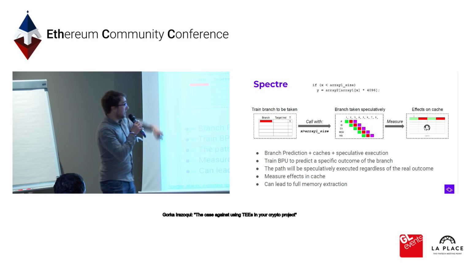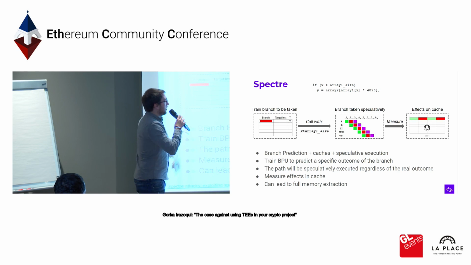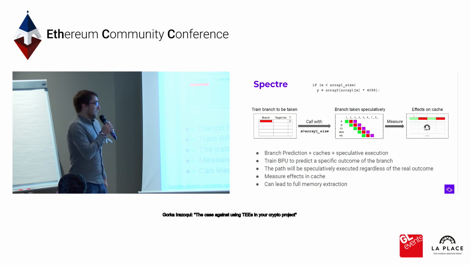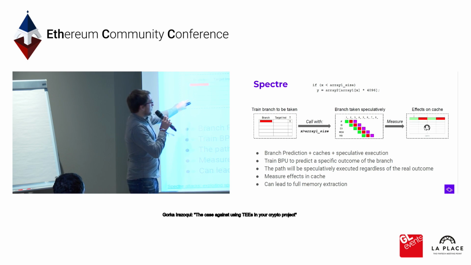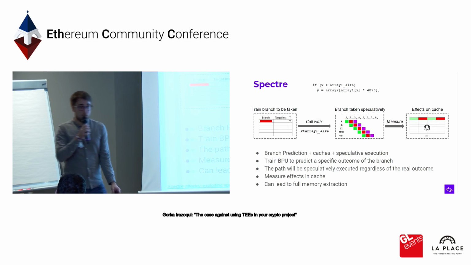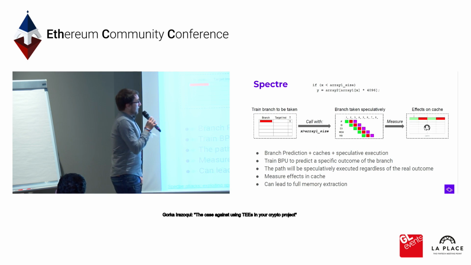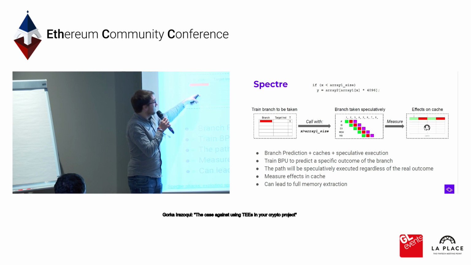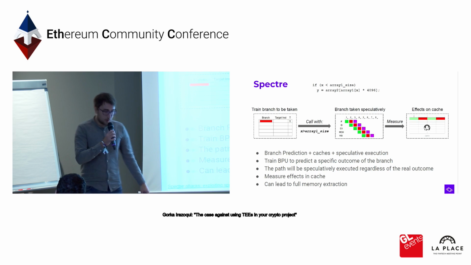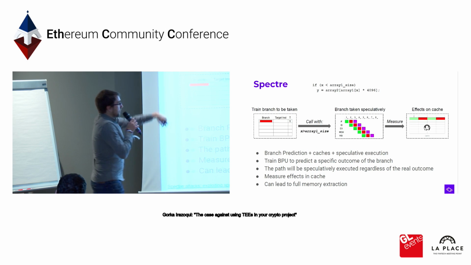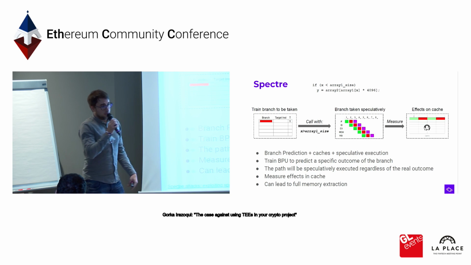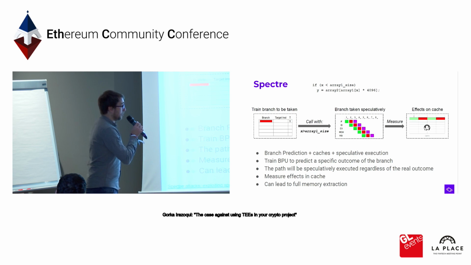So basically, I train that branch so as to be taken all the time. And then suddenly, when I know that the predictor knows that branch should be taken, I just change the X to insert an X that is bigger in size than the array that we want to access. So what's going to happen in that case? The branch is going to be predicted as taken, as it was set by the branch prediction unit. And that instruction, the second one, is going to be speculatively executed. So basically, it's going to access a memory location that we shouldn't have access to.